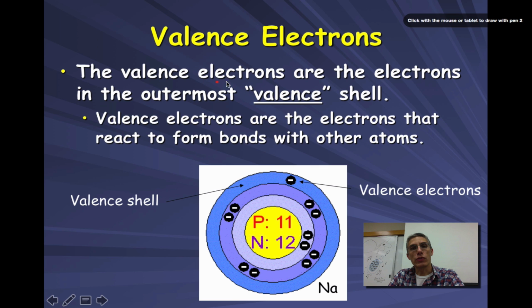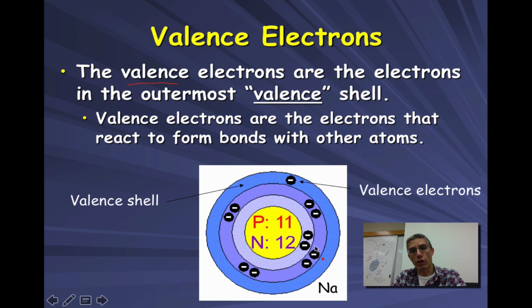Now, when you're talking about those electrons, we sometimes give special names to certain electrons that surround that nucleus. We call certain electrons valence electrons, and these are important because those are the ones that actually participate in the bonding between two different atoms. And again, these valence electrons will occur on the outside.